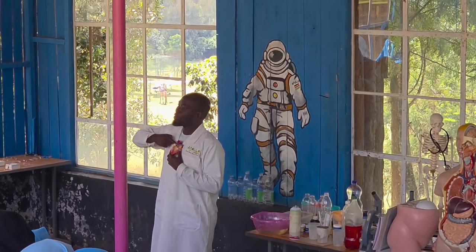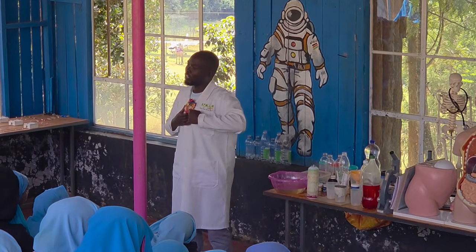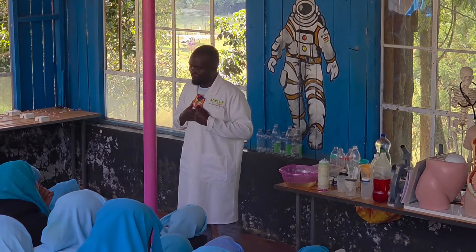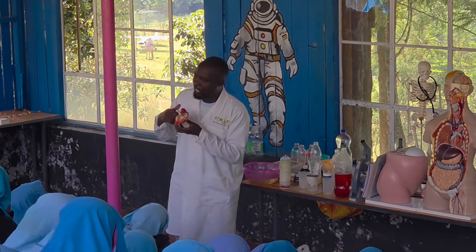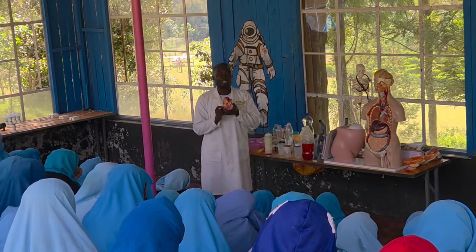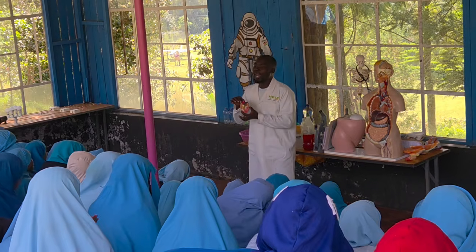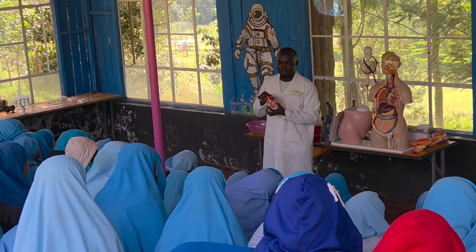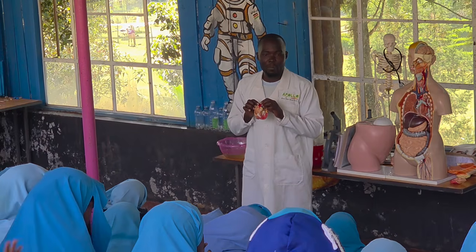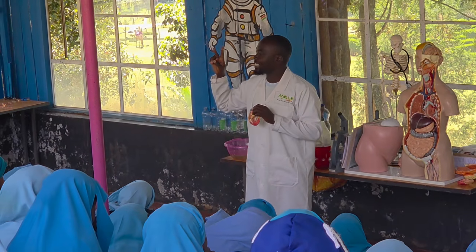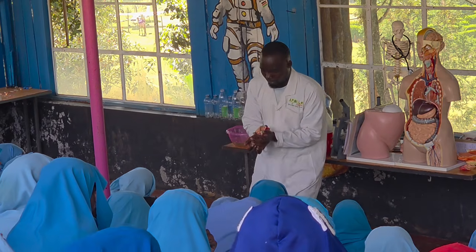To name them, we have the right auricle, right ventricle, left auricle, left ventricle. Then you have the valves. So we've mentioned the chambers, we've mentioned the valve, and we've mentioned the muscles. I want us to talk about the blood vessels. We have 2 main arteries and 2 main veins attached to your heart.